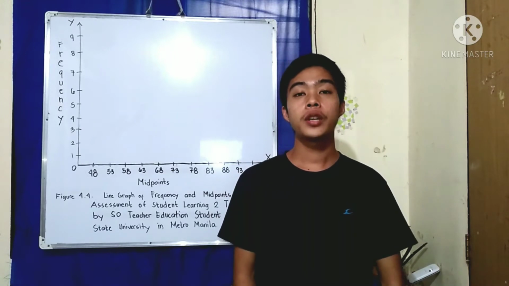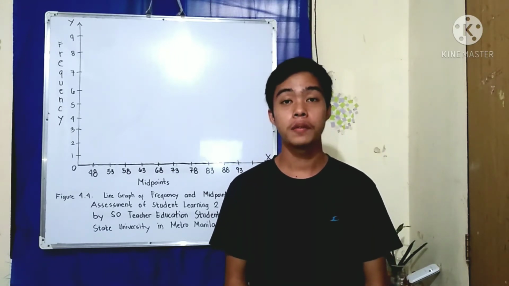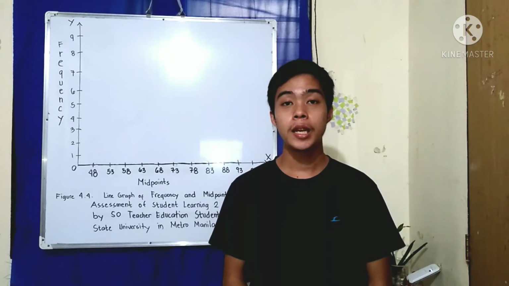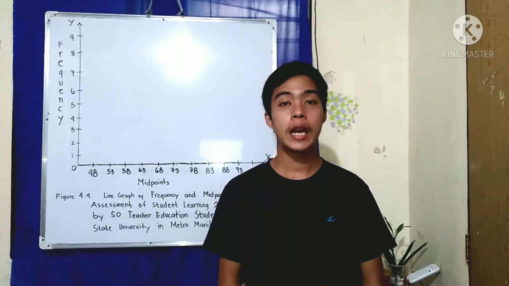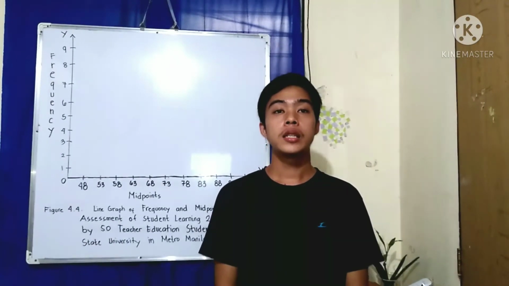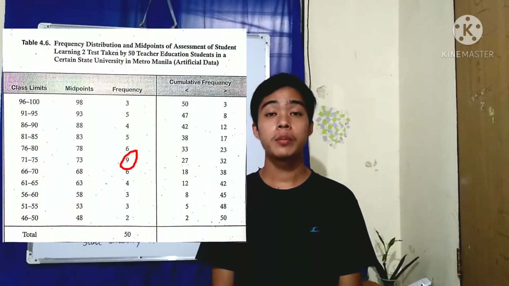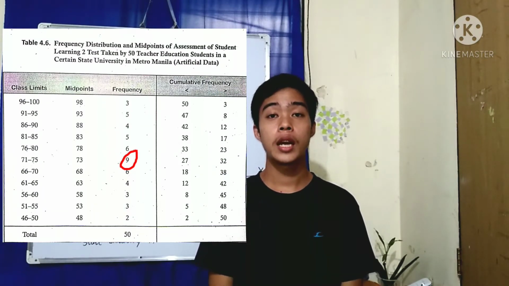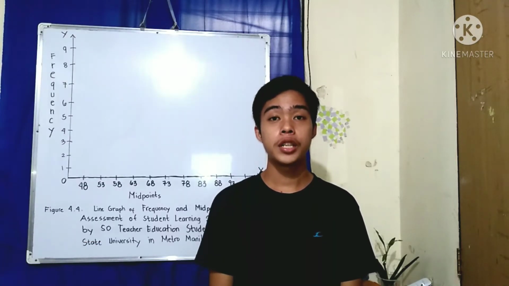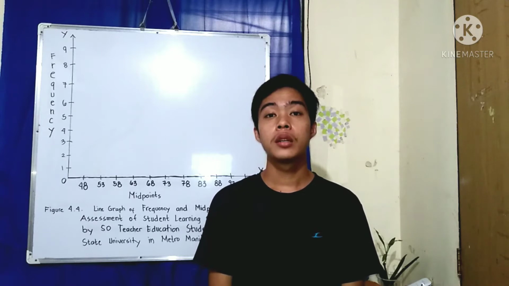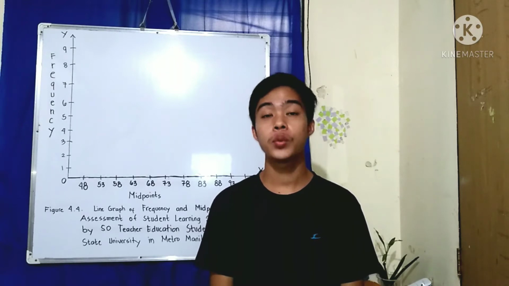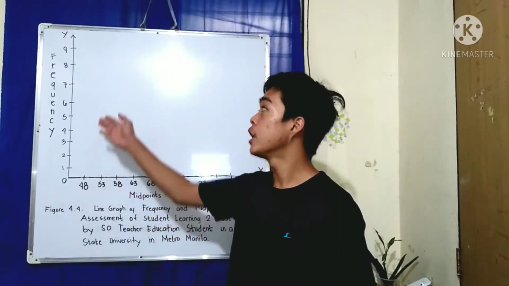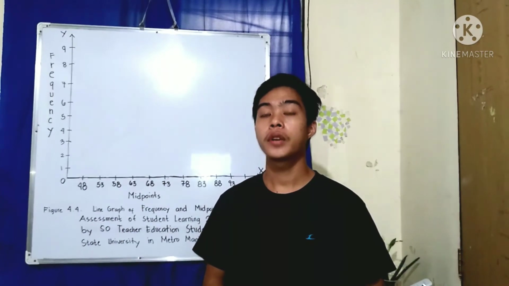In our frequency, the frequency is the result of our tally, and the frequency is the number of students who got the average scores from the class limits. Since 9 is the greatest number of students who got the average scores of 71 to 75, we will now arrange the numbers from 0 to 9. So we will start counting from our vertex, which is 0 to 9. So this is how we get our frequency.